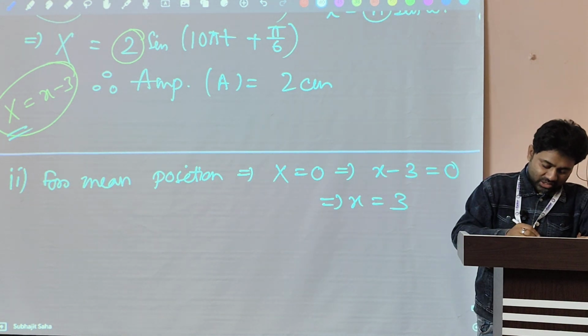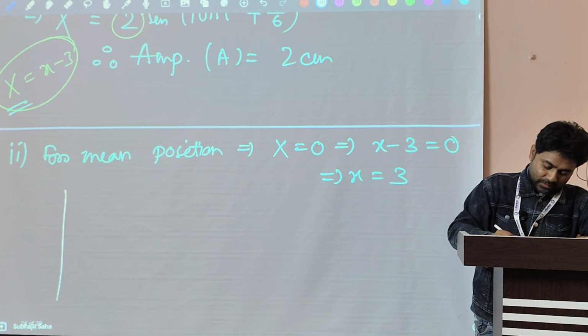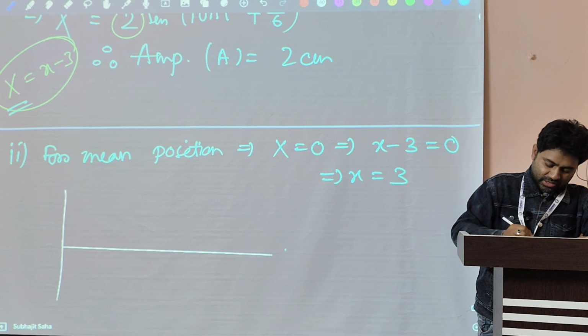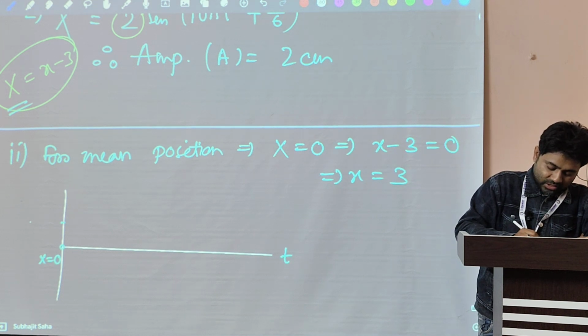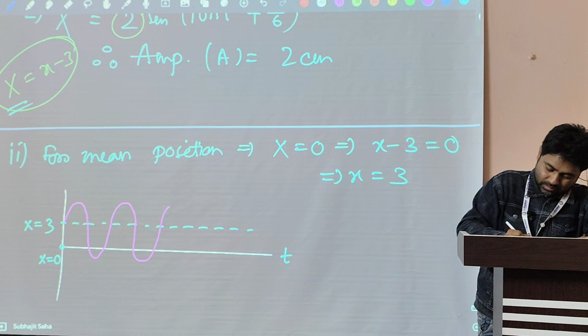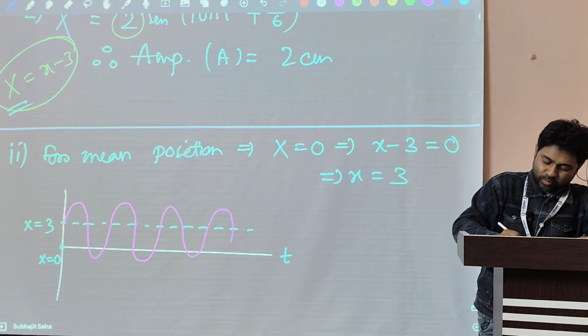So if you plot this graph, with t here, say that is x equal to 0, and here we show the x equal to 3 position, the particle oscillates about this position. This is its mean position, that's it, nothing else. This is the new mean position of the particle, not this.